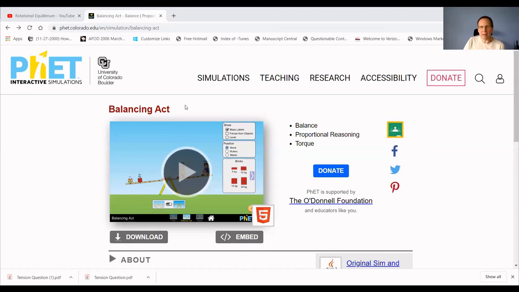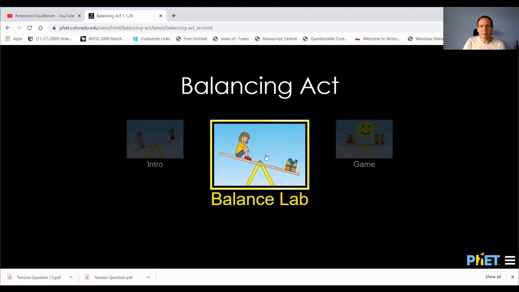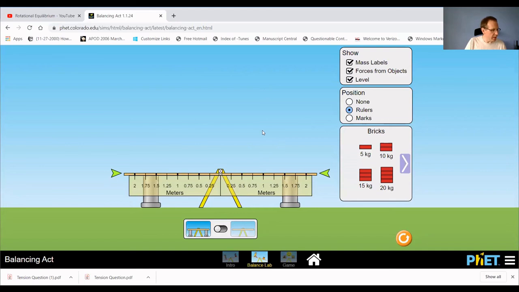Balancing Act is the one that we want. You can either download it or just run it through your browser. We want to go to Balance Lab. Again, under show here, check all three of these and then make sure that the ruler is also turned on. What I want you to do at first is, on the left-hand side, place a 15 kilogram brick at 1 meter, so 15 at 1 meter, and a 20 kilogram brick at 0.5 meters, so 20 at 0.5.